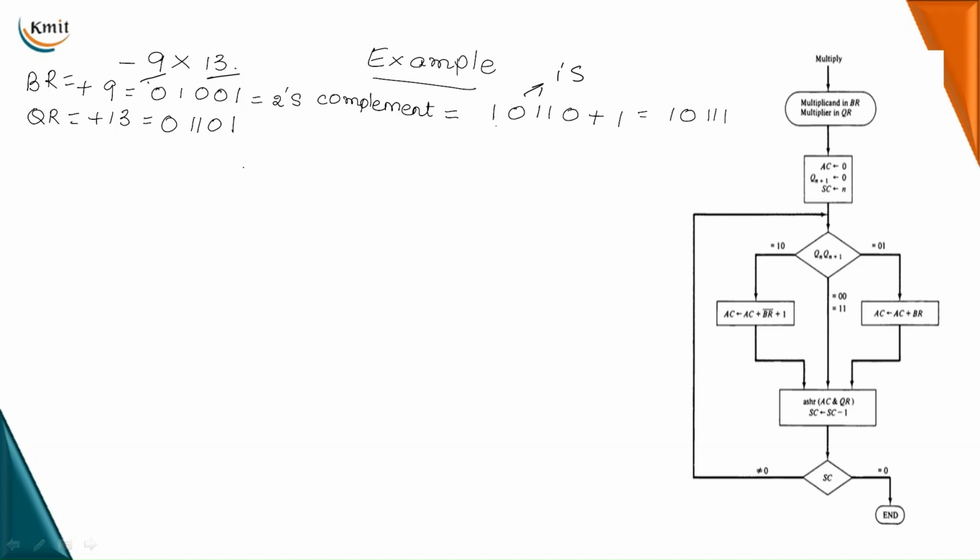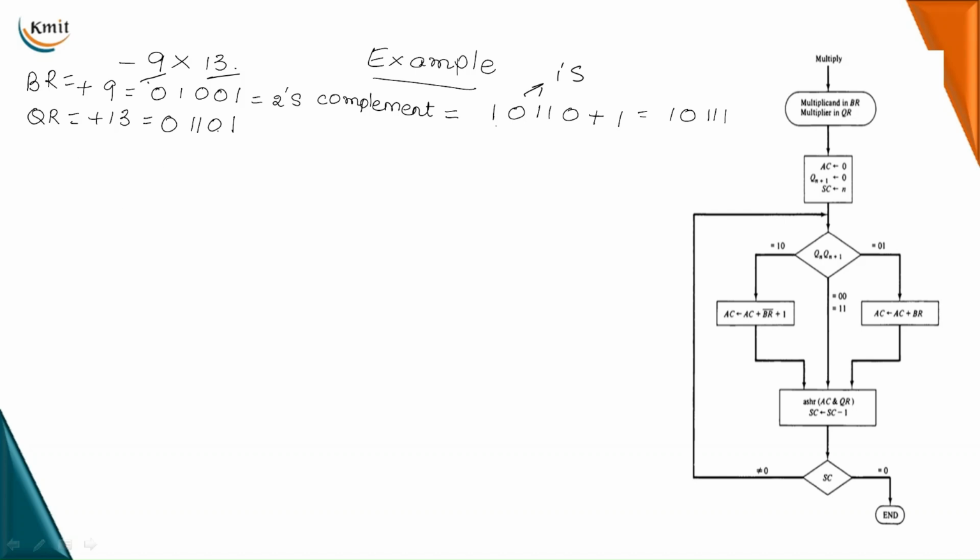Now this is stored in a register BR, and similarly the next operand is stored in a register QR, and its binary equivalent is 01101. So according to your algorithm, your multiplicand is stored in the BR register and the multiplier is stored in the QR register. So the next step is initializing the registers.